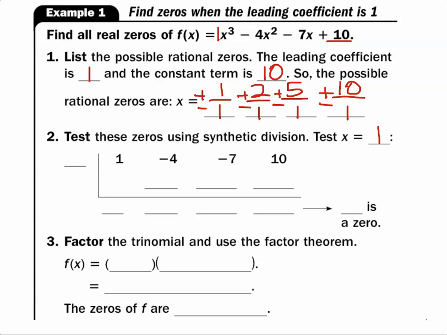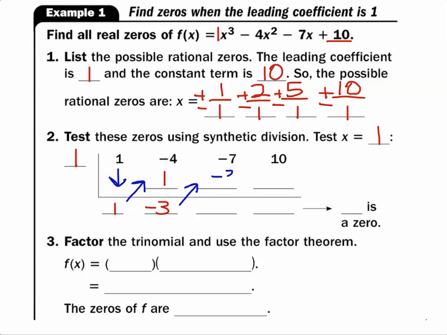The good news is that 1 works, and 1 is always the nicest number to try first. So we're going to use 1. 1 goes in the box. We have the usual synthetic substitution business. That is the world's worst arrow. Let me try again. 1 goes up, multiplied by 1. Boom. Added together, negative 3. Goes up, multiplied by 1.